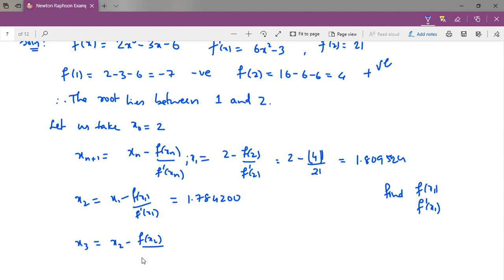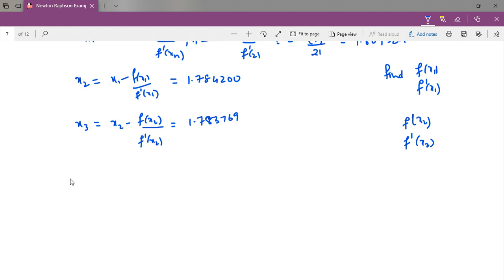So similarly go for x3. x3 is x2 minus f of x2 divided by f dash of x2. Again find f of x2 and f dash of x2. Substitute these two in this equation and you get x3, that is 1.783769.